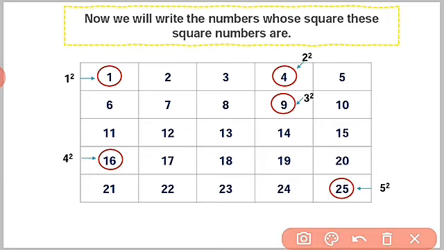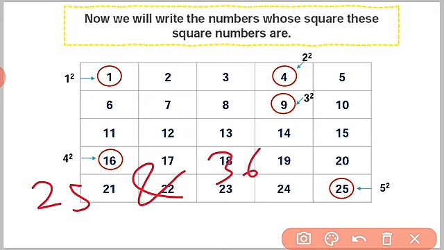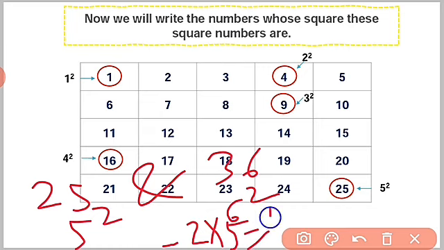So, if we want to know how many natural numbers are there between 25 and 36, what we can do is: 25 and 36. How many natural numbers are there between 25 and 36? So 25 is the square of 5 and 36 is the square of 6. So the number of natural numbers between 25 and 36 is equal to 2 times 5, that is equal to 10. So there will be 10 natural numbers between 25 and 36.